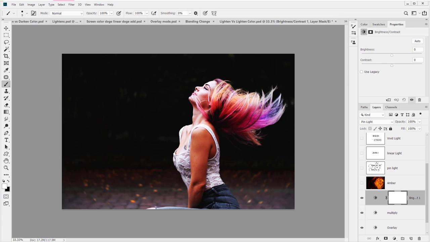Whereas linear light has linear burn and linear dodge, where linear burn is used to darken anything below 128 in luminance value, and linear dodge to lighten anything above 128 in linear value. Now, keep in mind on these guys, you can clip, so watch out for that. But what's nice about both the vivid light and linear light, you can use the fill opacity to adjust them. Now let's take a look real fast at vivid light.